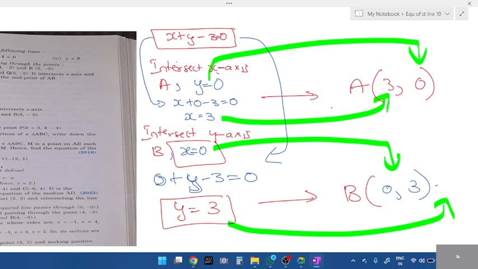The next question is the midpoint concept. That is from the previous chapter.